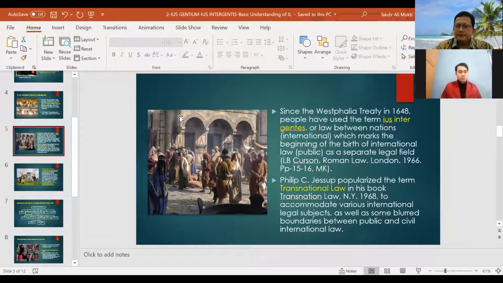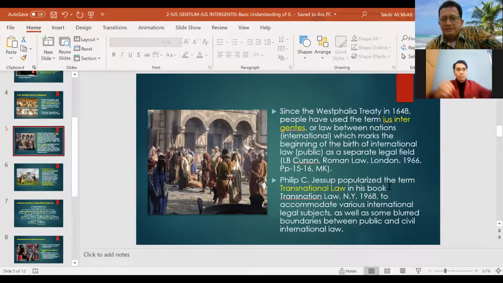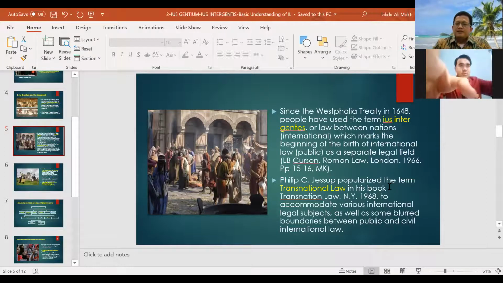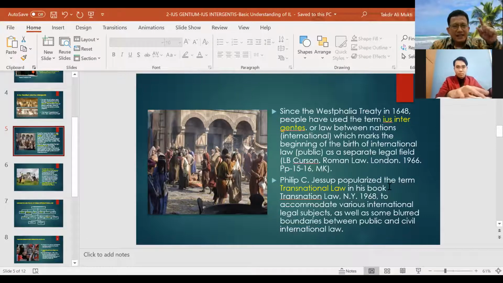The other scientist, Philip Jessup, popularized the term transnational law. So, ius gentium became ius inter gentes in the Westphalia Treaty, and now international law refers to ius inter gentes.